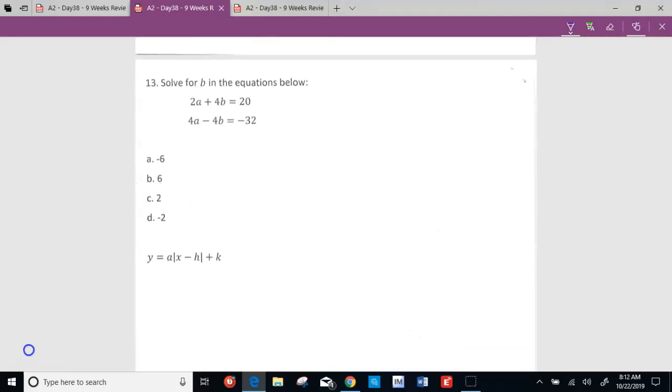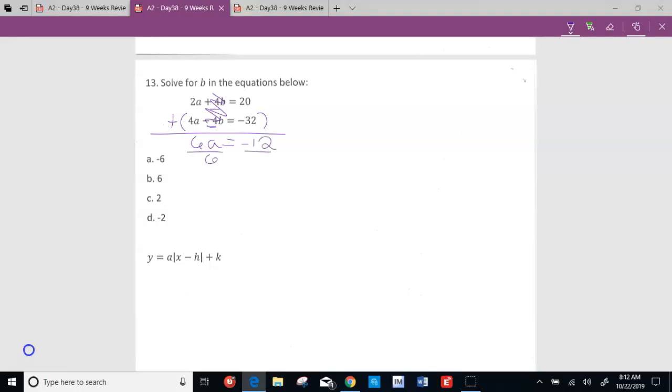Number 13, our final one. It's a system. It wants to find the b value. I can already tell that if I look at my b values, I have a positive 4 and a negative 4. Those are opposites. So if I add both equations, I can cancel out the b's right now. 2a's plus 4a's gives me 6a's. Plus 4 and a negative 4 added together cancels out, so I have no b's left. Equals positive 20 plus a negative 32 equals a negative 12.